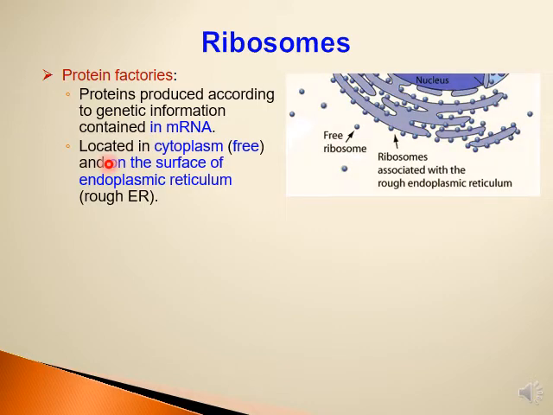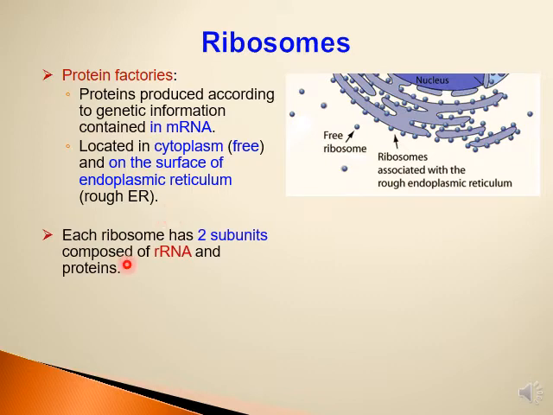Ribosomes are located free in the cytoplasm, and we call them free ribosomes, or are present on the surface of the endoplasmic reticulum. If they are present on the surface of the endoplasmic reticulum, we call that endoplasmic reticulum rough endoplasmic reticulum, to differentiate it from the smooth endoplasmic reticulum, which lacks ribosomes on its surface.